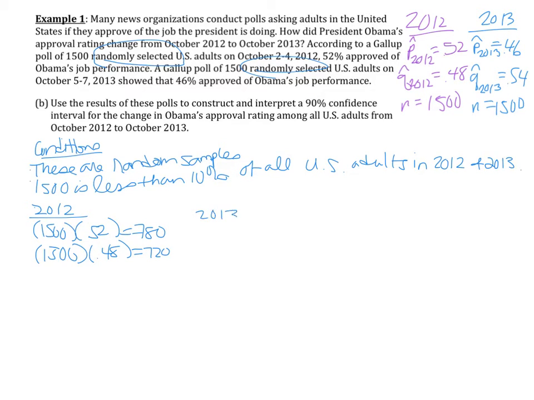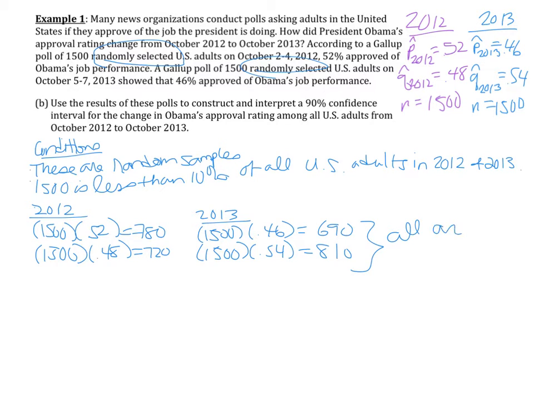For 2013, my NP hat is going to be 1,500 times 0.46, and that gives me 690. And the NQ hat for that year is going to be 1,500 times 0.54, and I end up getting 810. So I'm going to say all of these are greater than or equal to 10. So the conditions tend to be a little bit longer on this because we have to check all four things.